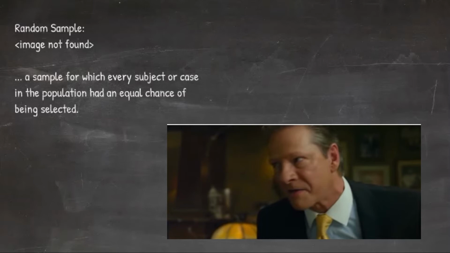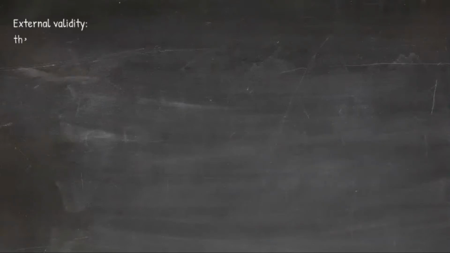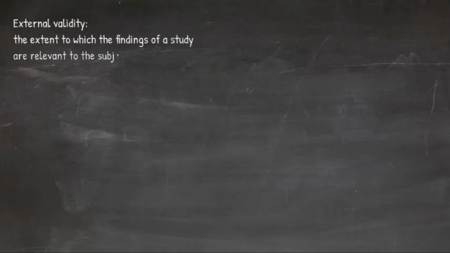Okay, what's wrong with not having random samples? Well, external validity is the extent to which the findings of a study are relevant to the subjects and settings beyond those in the study. The more common word, in my house at least, is generalizability.